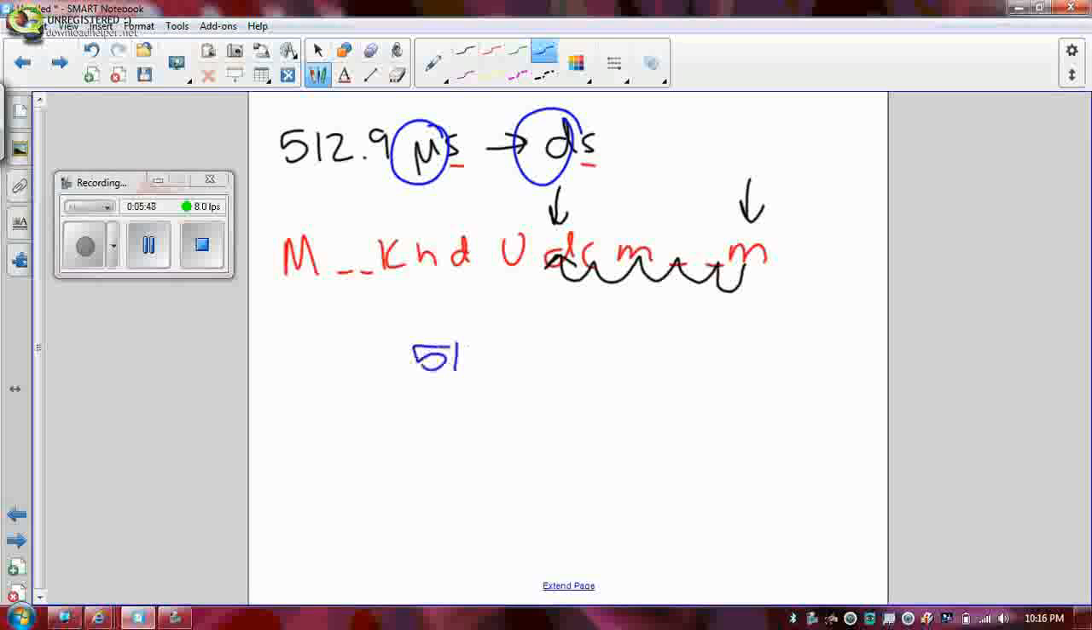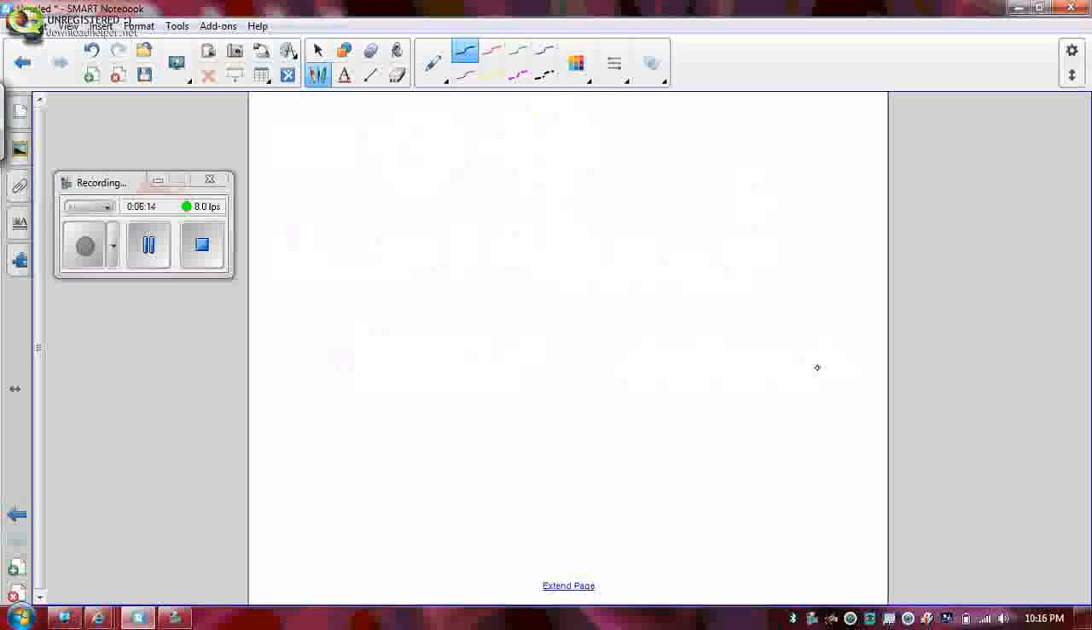So I originally had 512.9, and so I would move the decimal 5 places to the left as well. 1, 2, 3, 4, 5. Drop my decimal, and then any place that I have empty, I'm going to fill with zeros. So my new conversion would be 0.005129 deciseconds.